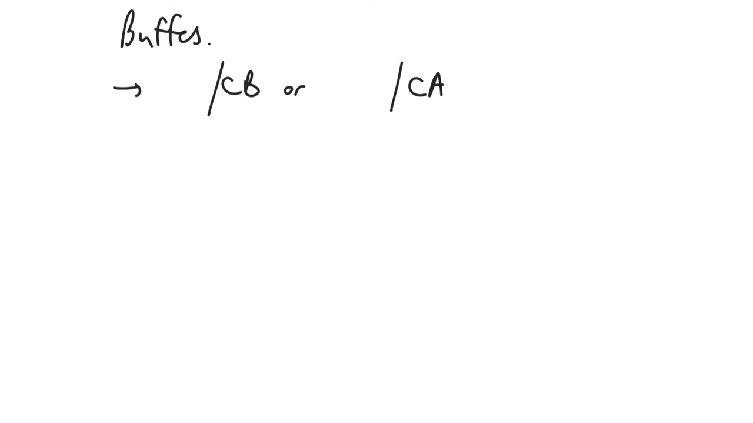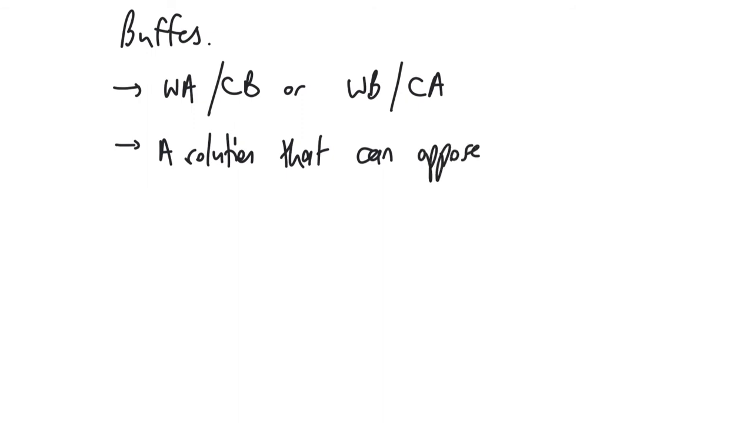Weak acids. Do I put the weak acids here? No. You need the weak acid and its conjugate base. Come on. We want to move faster through this, not slower. Okay, so a weak acid and its conjugate base, and a weak base and its conjugate acid, will make a buffer. What is a buffer? What is it defined as? A solution that can oppose small changes in pH when an acid or base is added.